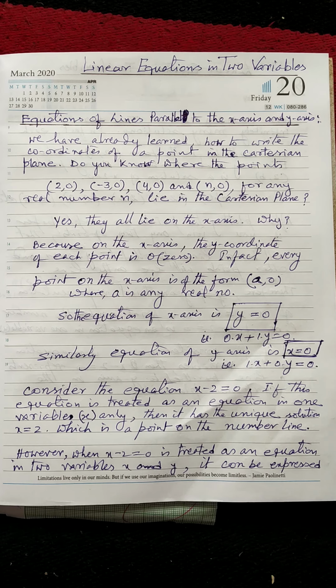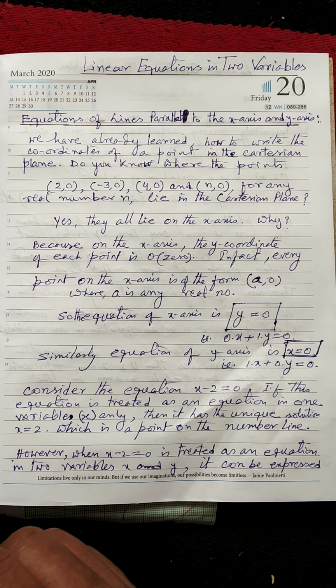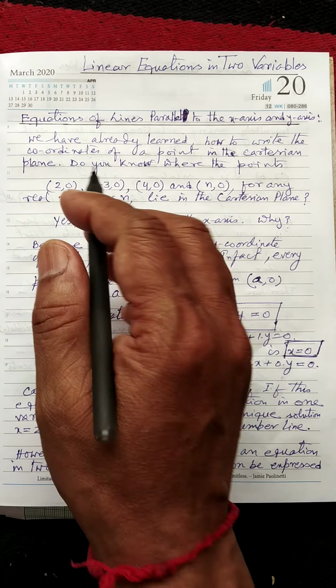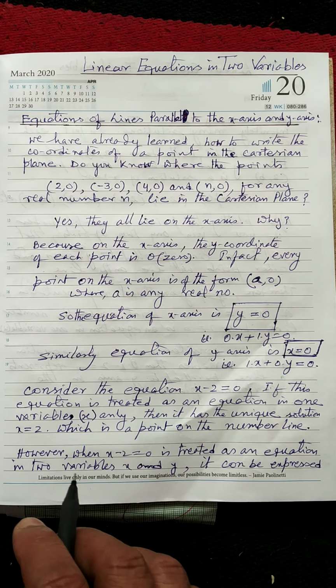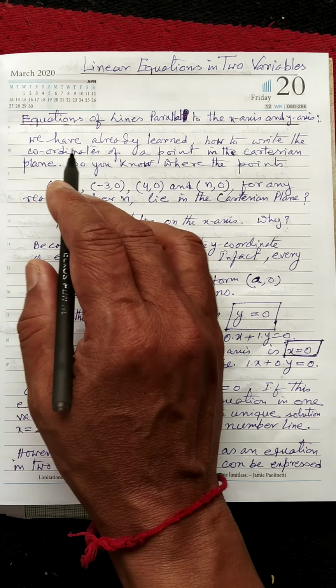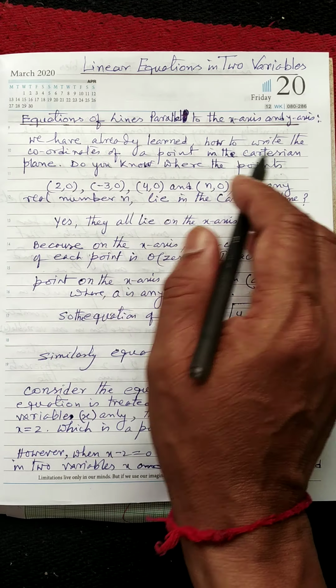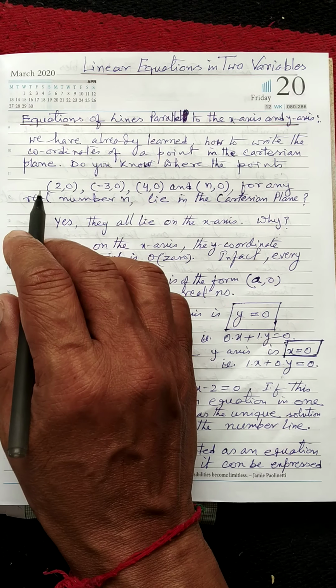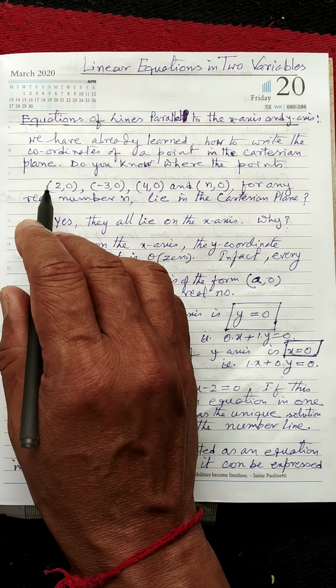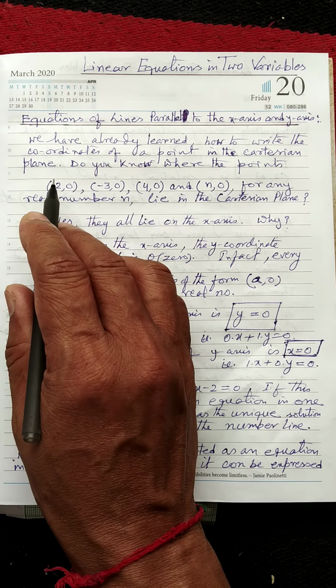We are learning chapter 4, linear equations in two variables. Now we are going to learn another article: equation of lines parallel to the x-axis and y-axis. We have already learned how to write the coordinates of a point in the Cartesian plane. Then we have drawn the graph of a linear equation in two variables.